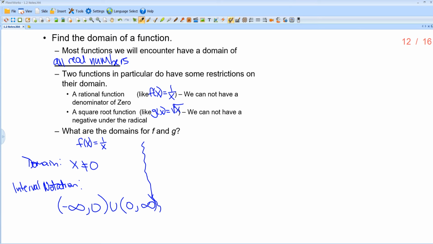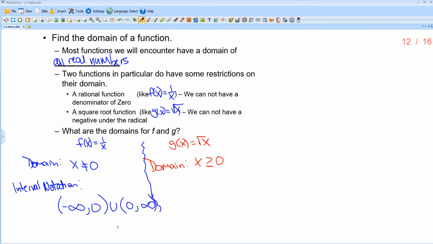All right, looking at our other function, g of x, we have g of x is equal to the square root of x. Our domain here is a little bit different because it's not a single value that needs to be restricted. It's an entire interval of things. We can't have anything negative underneath this square root. So our domain is that x must be greater than or equal to 0. I can take the square root of 0.